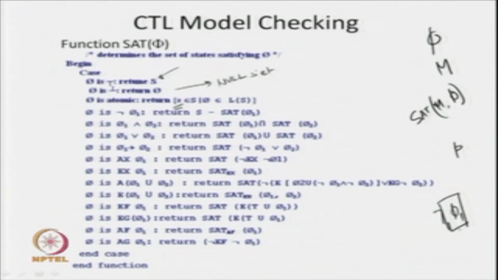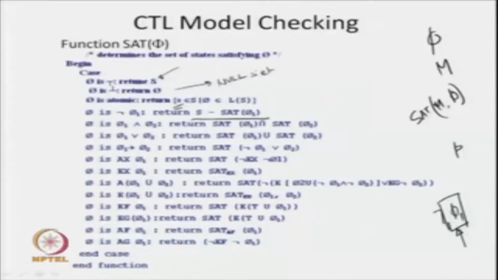So, we must know the label of phi 1 in each and every step. If my given formula is the negation of some CTL formula, then what is it going to return? It is going to return the states where this particular phi 1 is not true. That means, first we are going to have the label of the states where phi 1 is true, then the remaining states will be your not of phi 1. So, it is going to return S minus the set of phi 1.